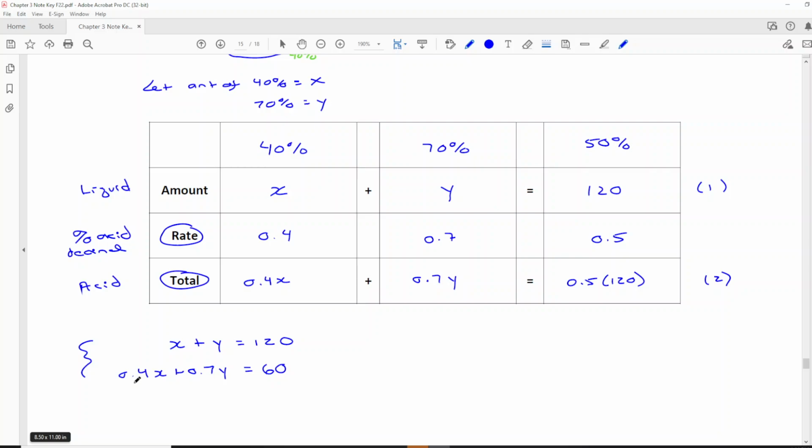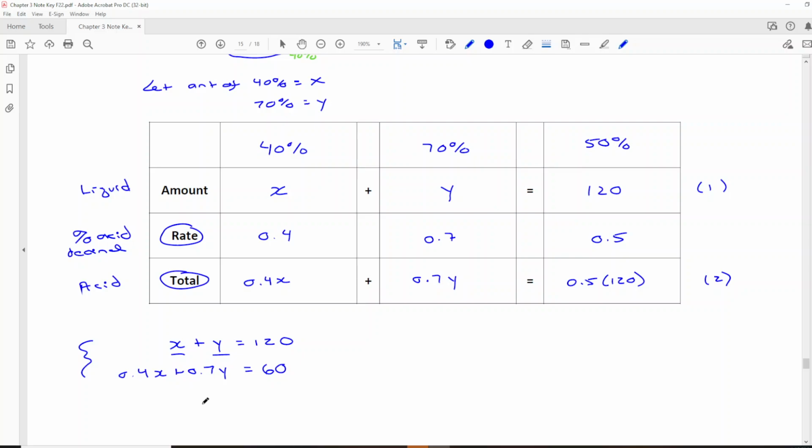I would maybe multiply this equation by 10, so I get 4x, 7y, and 600. And then I could multiply this one by -4 or -7 to get rid of the x or the y variable. Or I could solve by substitution. I could take this equation and solve for y, or I could take this equation and solve for x. What I would love for you to do is pause the video, pick which way you want to do it, and then check your solutions with what I get.